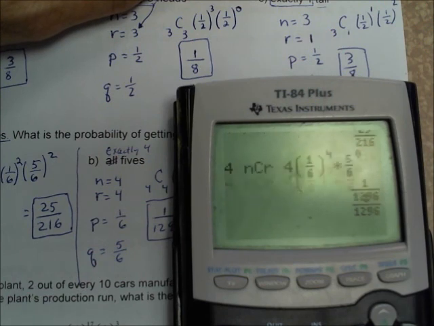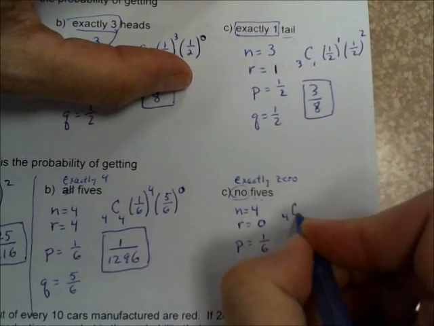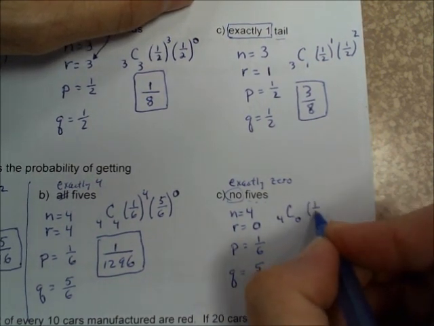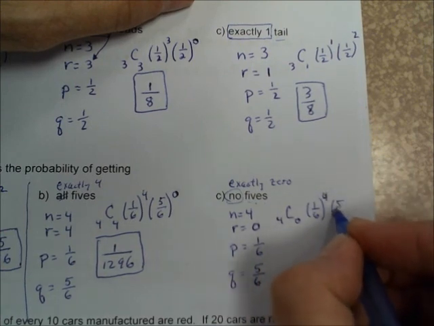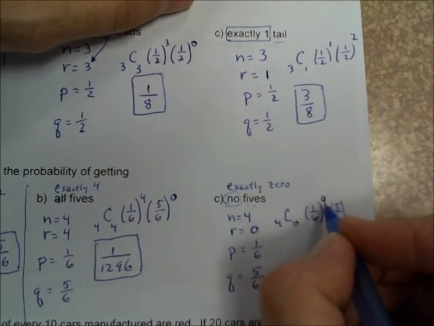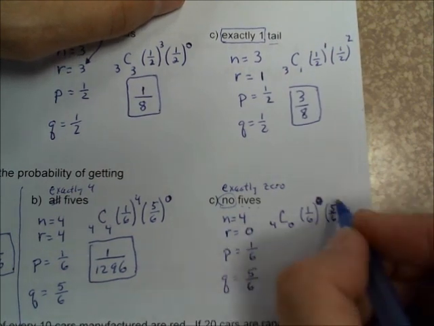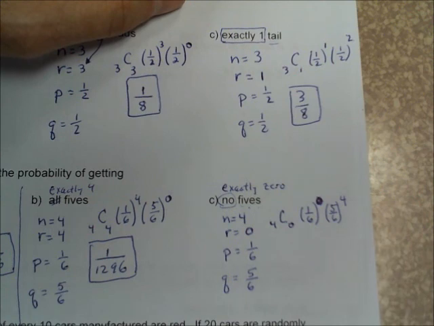So we have 4C0 this time. Oh, I haven't written it down. nCr is 4C0 times 1/6 to the 4th power times 5/6 to the 4 minus 0. P to the R. So 1/6 to the 0 power, 5/6 to the 4 minus 0. So 4C0 times 1/6 to the 0 times 5/6 to the 4th.